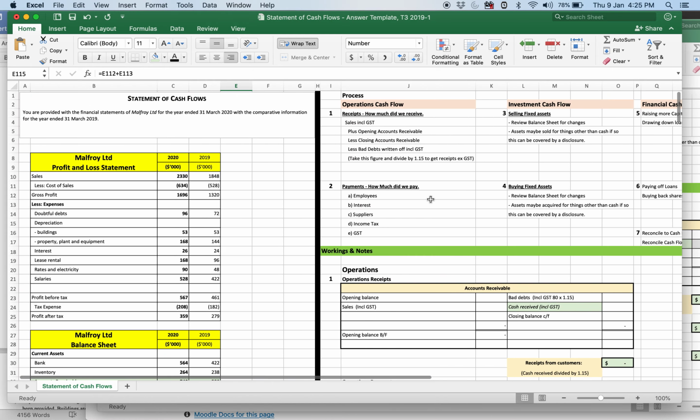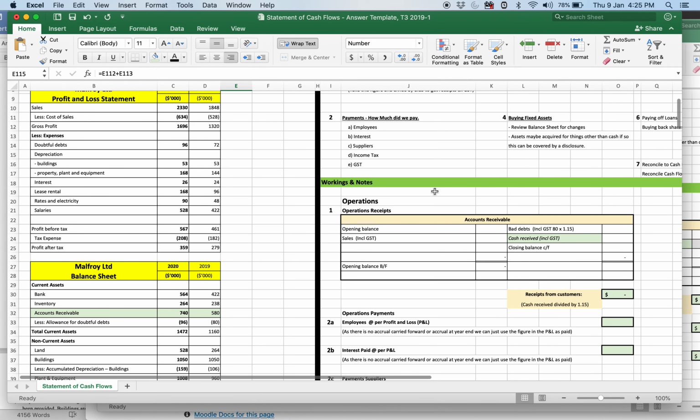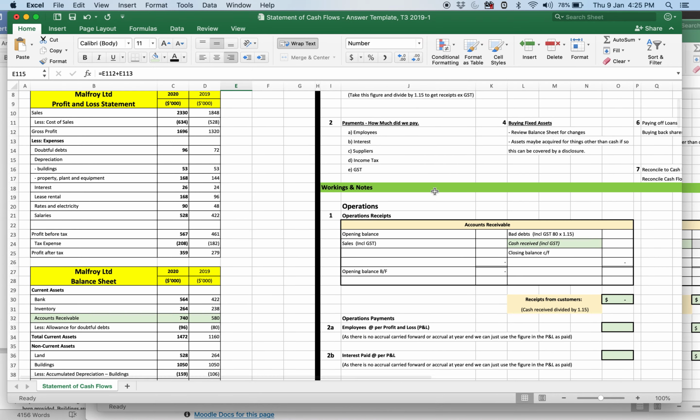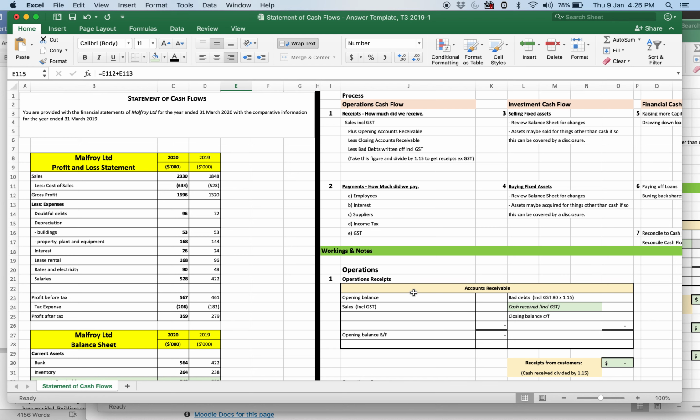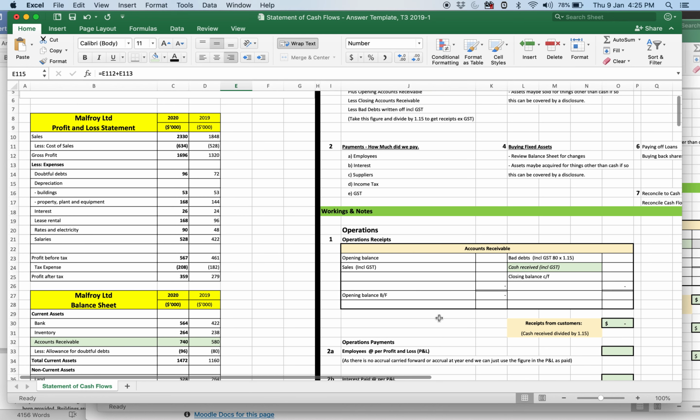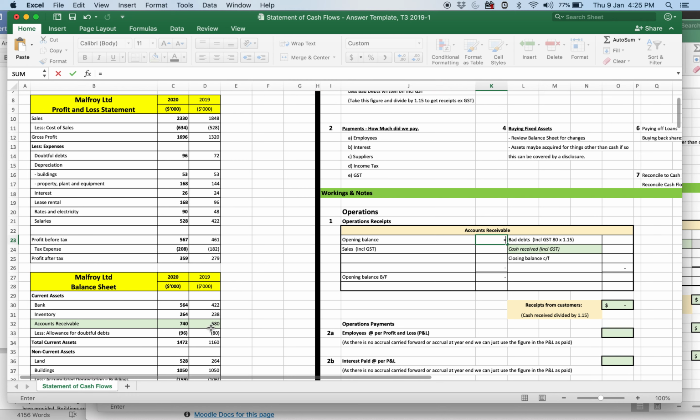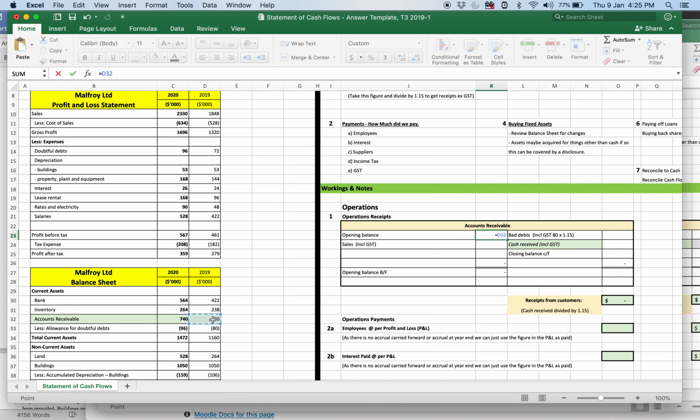But what I've got over to the right here are the workings. We're just going to progress through them, and I'm going to do them in the order of this process. So the receipts from our customers. At the beginning of the year, how much did people owe us? They owed us $580, which I pick up from there. At the end of the year, how much did they owe us? They owed us $740. So that's all pretty good.